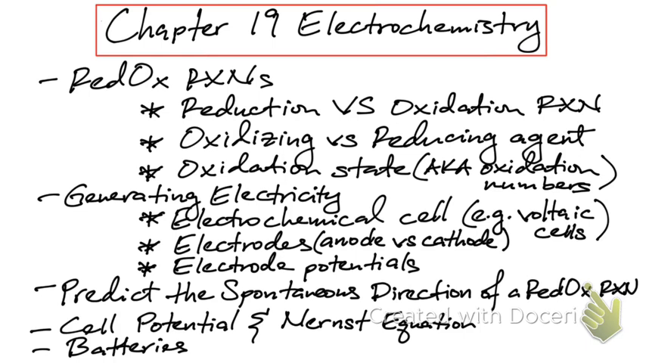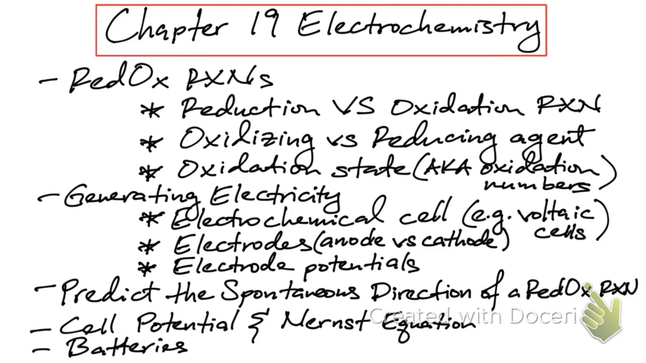And so we can define redox reactions in terms of the loss or gain of electrons, or we can also define them in terms of oxidation state. And oxidation state is also known as oxidation numbers. And then you'll learn how electricity is generated from redox reactions.